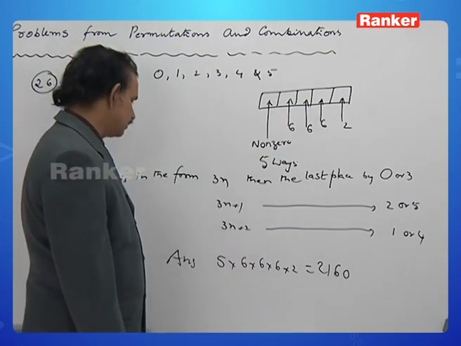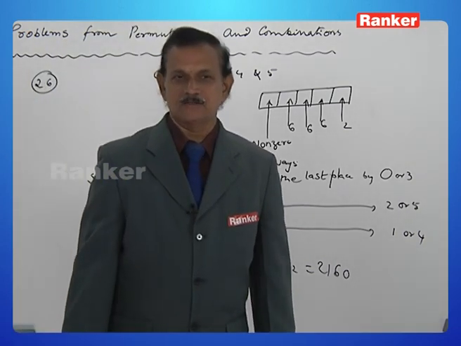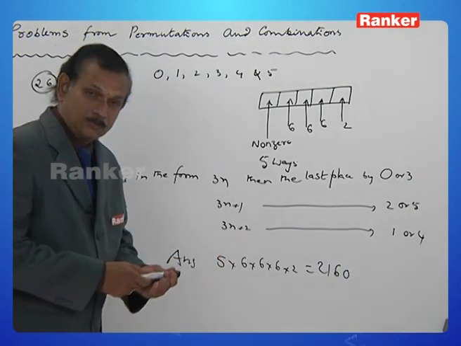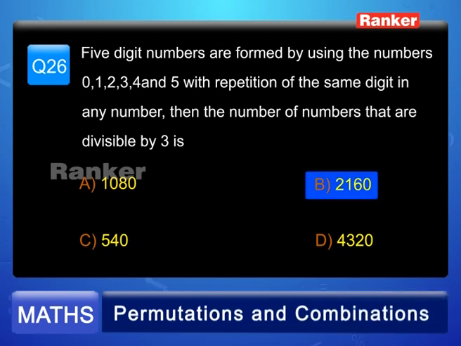Hence the answer is 5 into 6 into 6 into 6 into 2. That is 5 into 6 cube into 2. That is 216 into 2 becomes 2160. Option B, the second option, is the correct answer for this question.